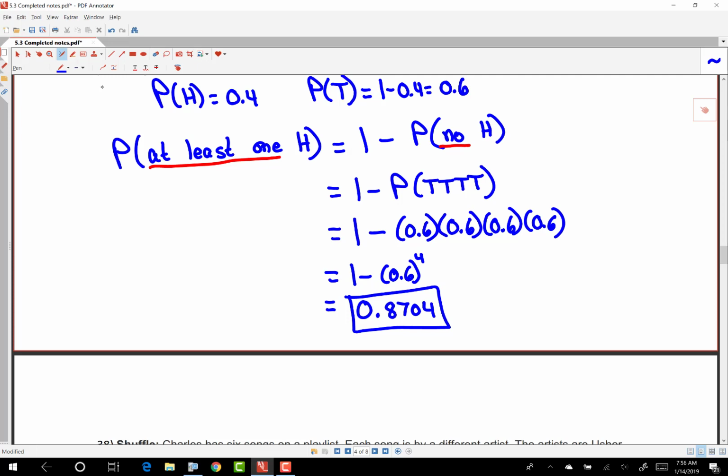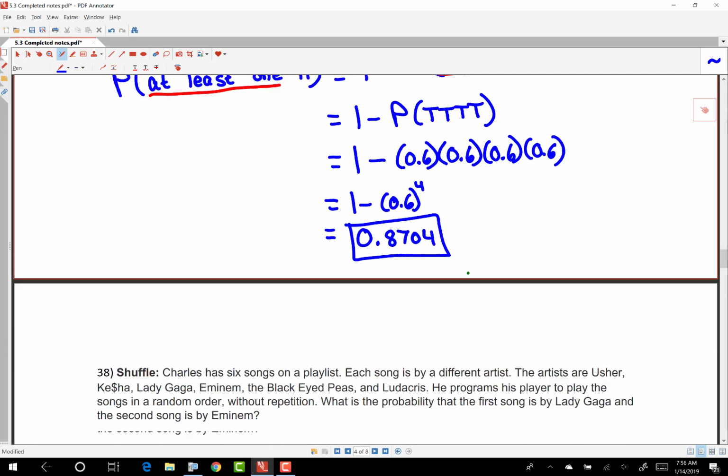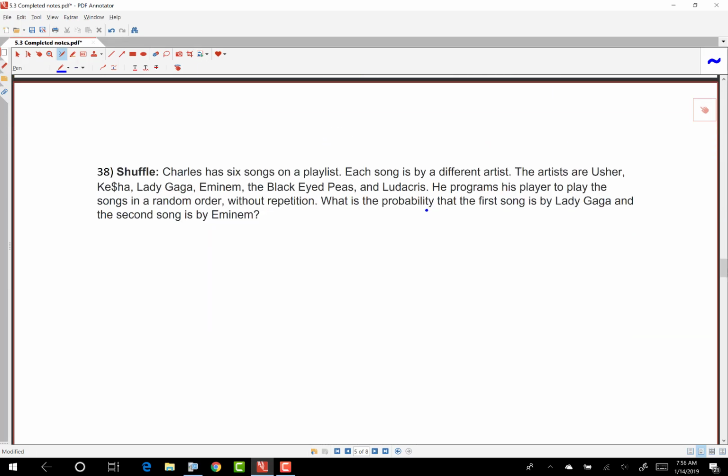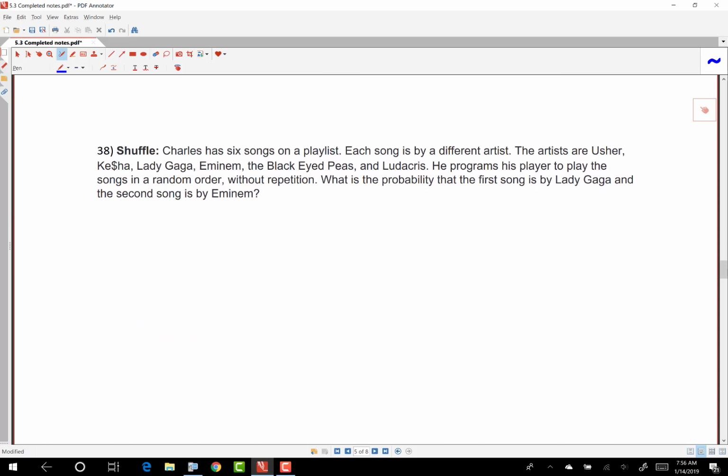Okay, let's look at another one. Number 38. Charles has 6 songs on a playlist. Each song is by a different artist. The artists are Usher, Kesha, Lady Gaga, Eminem, Black Eyed Peas and Ludacris. He programs his player to play the songs in a random order without repetition. That's going to be important. That's like the same thing as saying without replacement. What is the probability that the first song is by Lady Gaga and the second song is by Eminem?